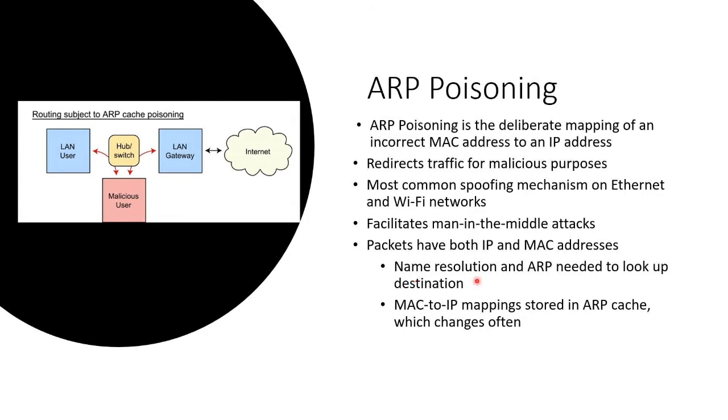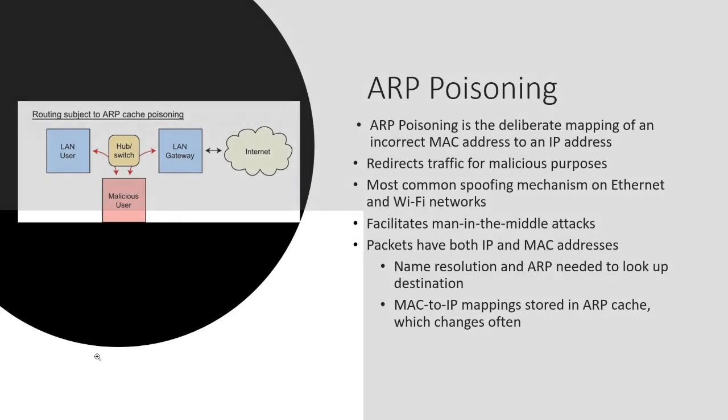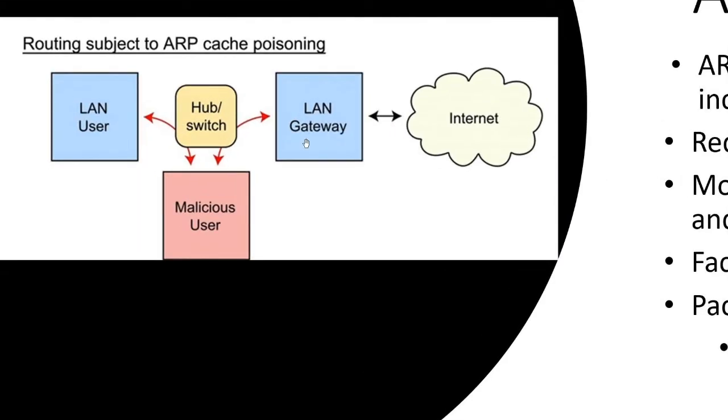So name resolution and ARP need to look up the destination, and we're taking advantage of that MAC to IP mapping. So here's an example in this picture. Let me just zoom in. I've got some kind of default gateway, some kind of router that goes to the internet here. I've got some kind of hub or some kind of switch. And a user would normally send their traffic out the default gateway to the internet. But when we are ARP poisoning, they are instead thinking they're going to the default gateway, 192.168.1.1, but they're actually going to our MAC address, and then we'll relay it to the default gateway while we're capturing everything that they're doing.